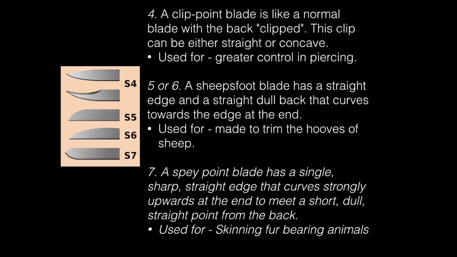A clip point blade is like a normal blade with the back clipped. This clip can be either straight or concave. This is used for greater control in piercing. Then we have the sheep's foot blade. A sheep's foot blade has a straight edge and a straight dull back that curves towards the edge at the end, and this was made to trim the hooves of sheep.